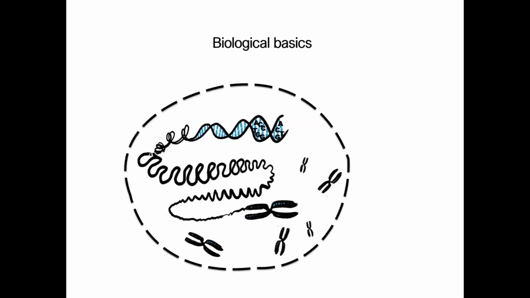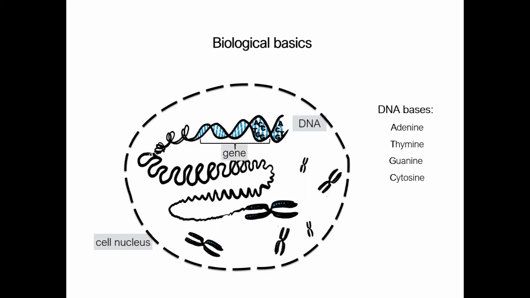Some biological basics are important to understand how CRISPR-Cas works. This picture shows a cell nucleus with DNA. The DNA is made up of sugar, phosphate groups, and DNA bases. The 4 bases adenine, thymine, guanine, and cytosine determine the DNA sequence of genes. The complete DNA sequence of an individual is called the genome. The double-stranded DNA is coiled up in the cell nucleus and is organized in chromosomes.